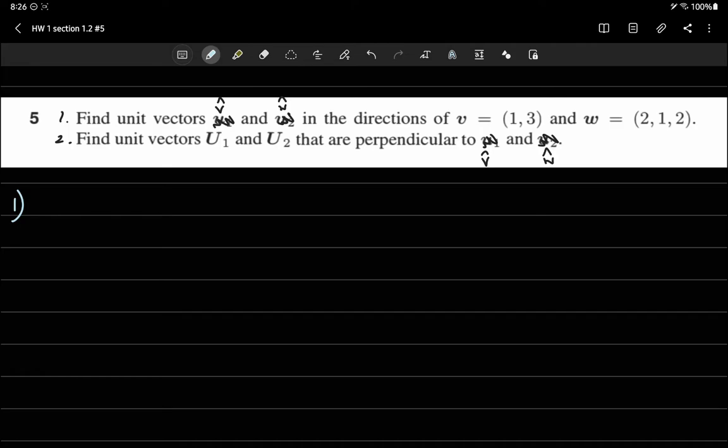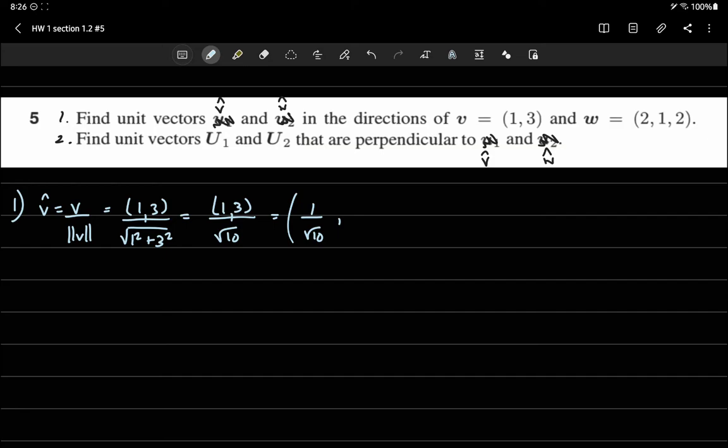So when a unit vector v hat is in the same direction as v, its value is just the vector v over the length of v, which in this case is going to be 1, 3 over the length of v, which is just v times v square rooted. So this is what you should get. And if you multiply out the scalar, 1 over root 10 and 3 over root 10 should be what you get for v hat.